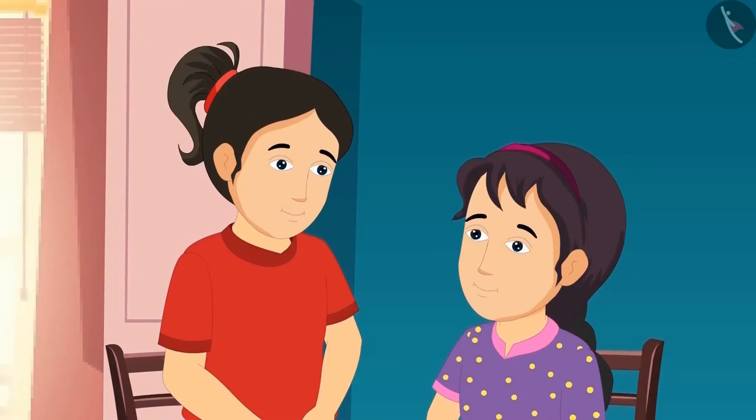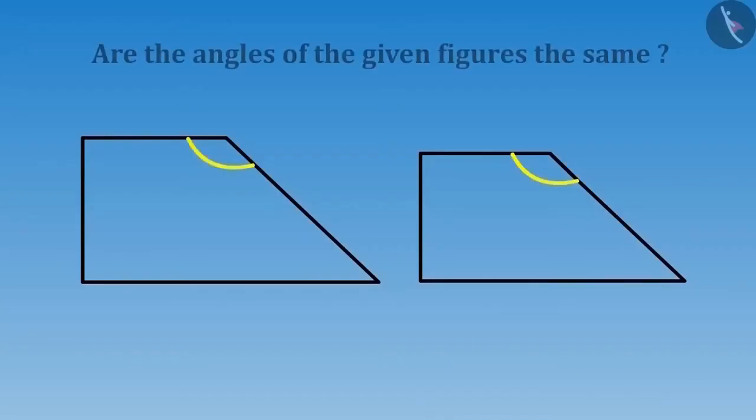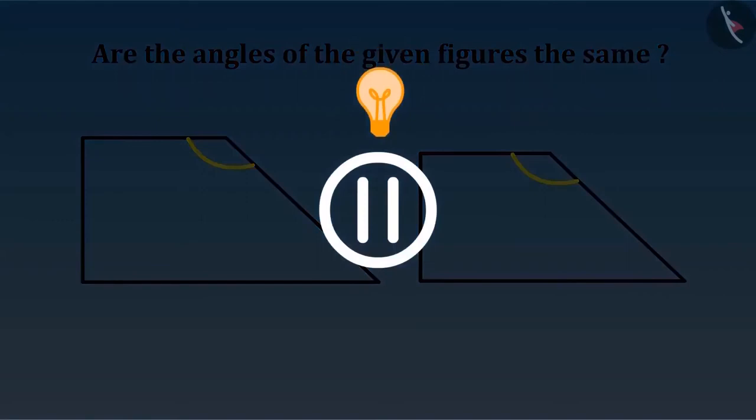Okay, I never thought about it, sister. Never mind, Riva. Come on. Now tell me whether the angles in these two shapes are the same. No, sister. First shape is bigger, so the angle will also be bigger. Is Riva's answer correct? You can pause the video here if you want and think about it.